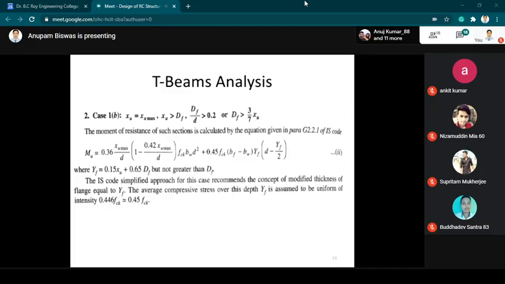Okay, so for the web portion, it is clear; the only substitute value is BW d. For the portion falling below the rectangular portion, segment 1 is clear, I hope. In the additional segment 2 part, there is an additional Yf factor. Finally, it stands as 0.45 FCK into (BF minus BW) into Yf, whole multiplied by d minus Yf by 2. So instead of taking Df, here Yf is considered, where the value of Yf is 0.15 xu plus 0.65 Df. Okay, and this value should not be greater than Df.